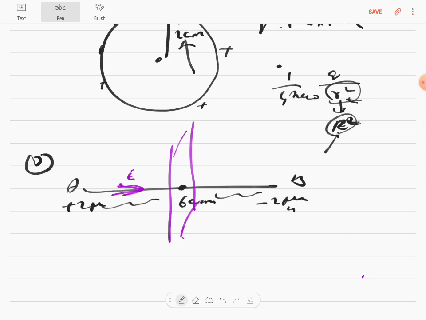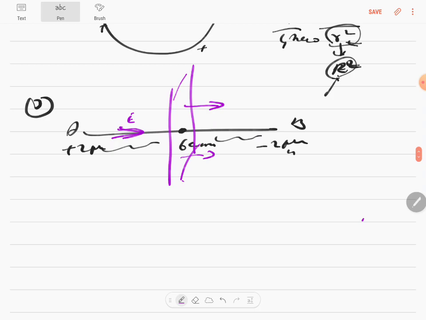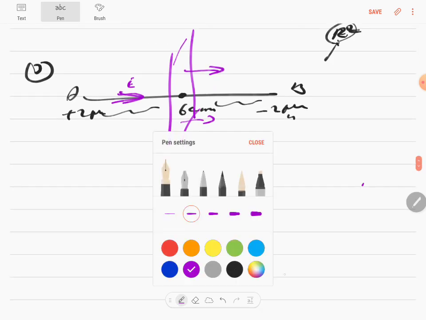What is the direction of the electric field at every point on the surface? It will be normal to the surface. So that answers this question. Let's go to the next question, which is the second sum.